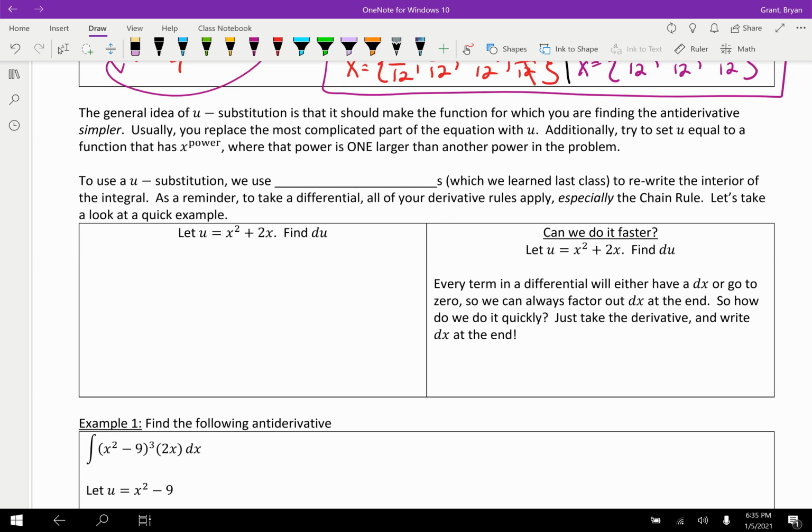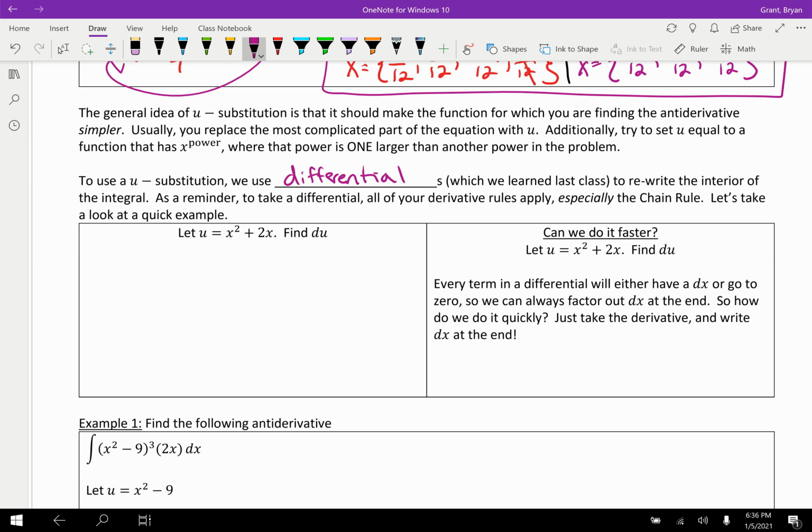So to use a U-substitution, we use differentials, which we learned last class, to rewrite the interior of the integral. Now don't freak out, you're like, oh my gosh, differentials, they were so confusing. It's really, really easy to do.